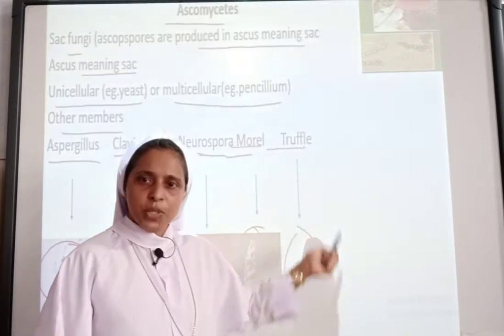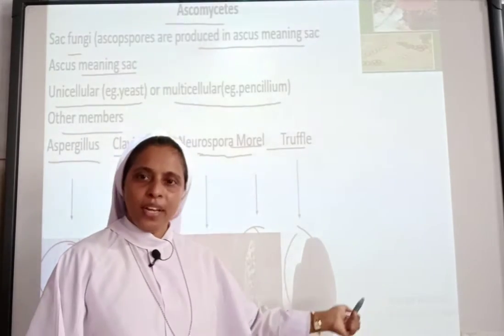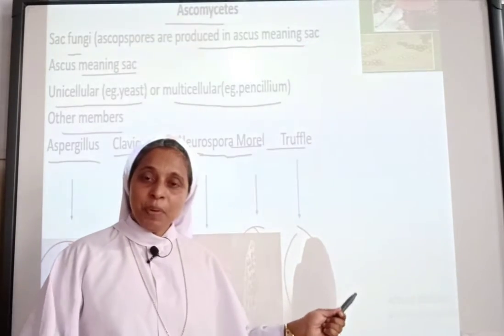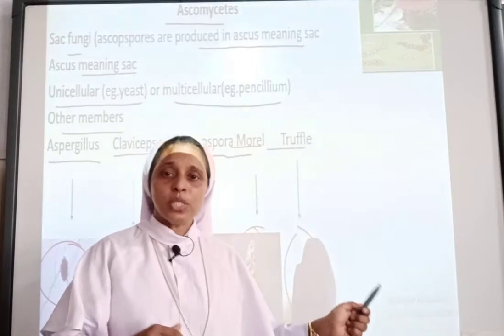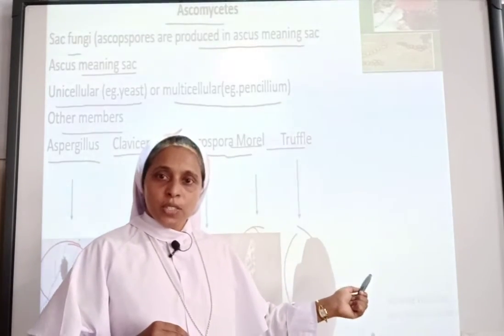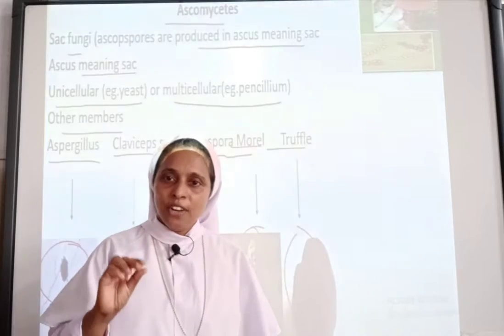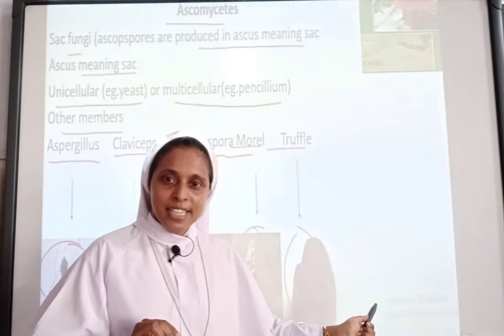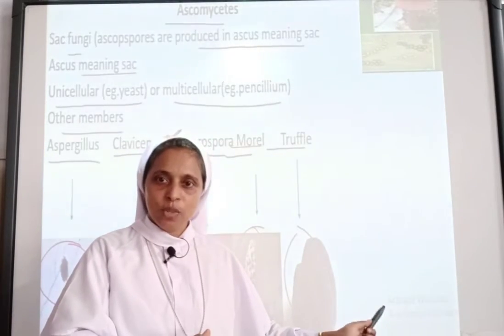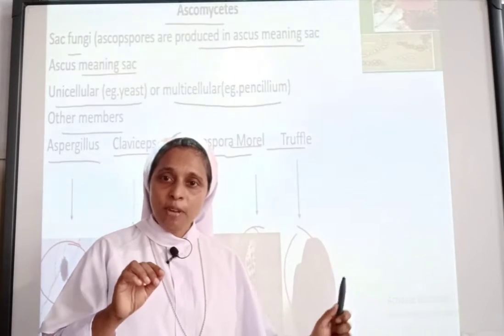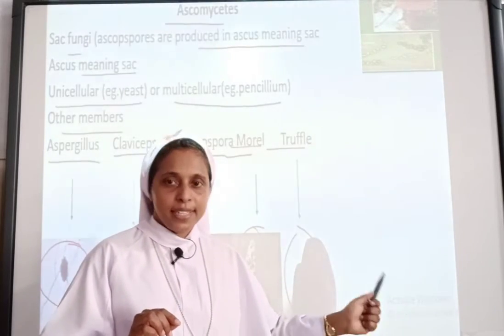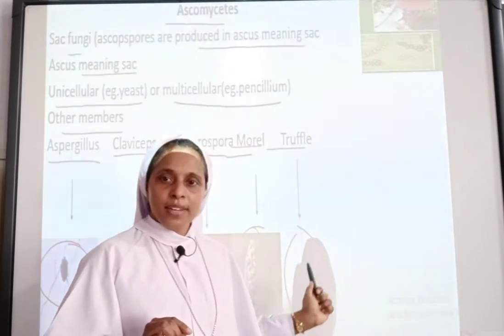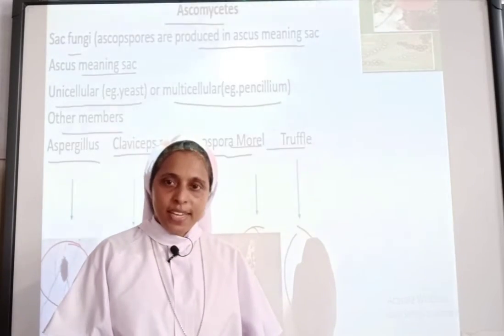Coming to the truffle, it is said that this fruiting body grows underground. A special type of trained dog is used to find this truffle. The truffle has a characteristic smell. With this smell, the trained dog goes and finds the truffle wherever it is found underground. So the morel and truffle are said to be very expensive food items.